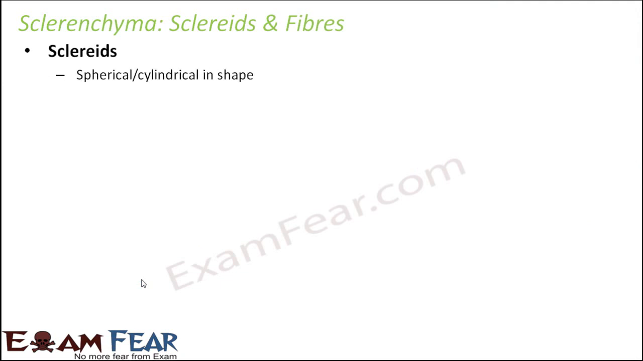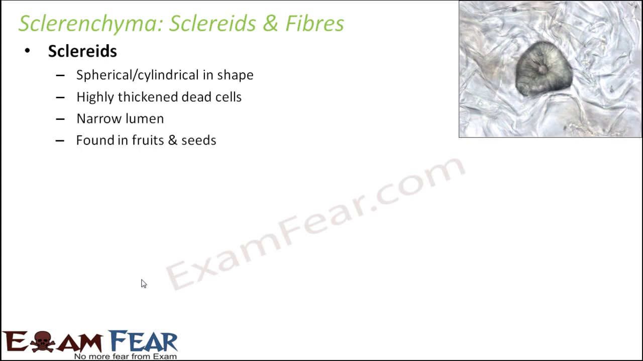So what are sclereids? These are spherical or cylindrical in shape, somewhat like this. So here you can see the real picture of a sclereid. This is how it looks under a microscope. It is somewhat spherical or sometimes cylindrical in shape, with highly thickened dead walls. So the cell walls are very thick. Here you can see this entire portion is the cell wall, and at the center this region is nothing but the lumen.